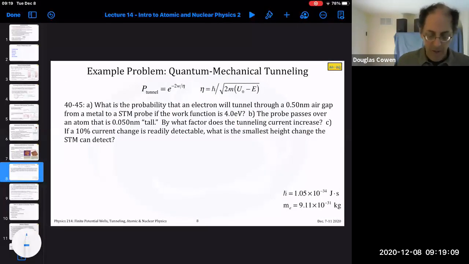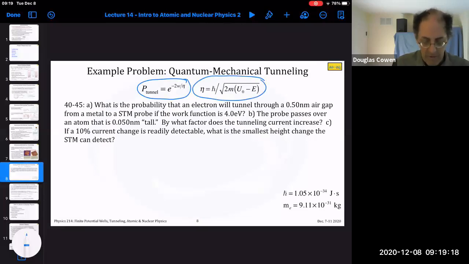And let's quantify how it works as follows. So first, I remind you that the tunneling probability is given by this exponential, and the penetration depth, eta, is given by that expression there. So in order to quantify STM, we're going to first calculate what the probability is that an electron can tunnel through a gap that's 0.5 nanometers, half a nanometer air gap, from a metal to an STM probe.